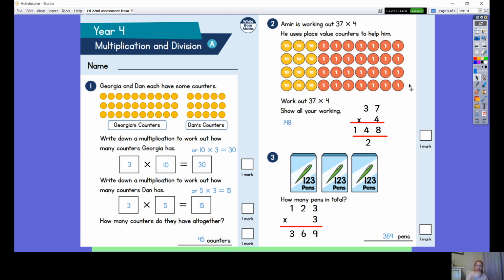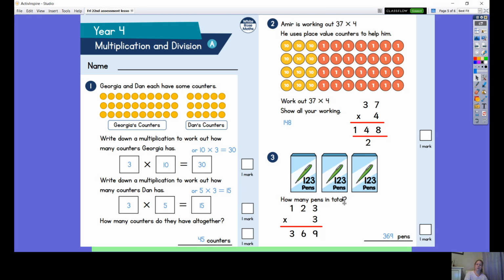Amir is working out 37 times 4. He used place value counters to help him work out 37 times 4, and I'm hoping that most of you either used column method like I've modelled here, or you may have used grid method. Whichever one you used is absolutely fine, but the answer is 148. So I'm hoping that you got to that answer whichever method you used. 7 times 4 is 28, then 3 times 4 is 12, add in that 2 on the doorstep makes 14.